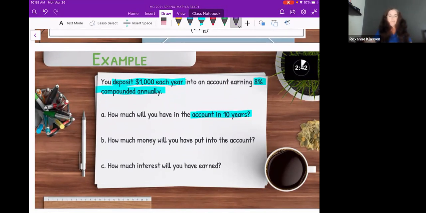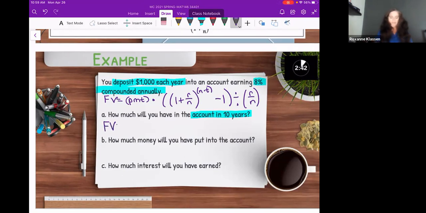Okay, so FV equals payment times (1 plus R over N) to the N times T power, minus 1, divided by R over N. Okay, so that's the formula you need.